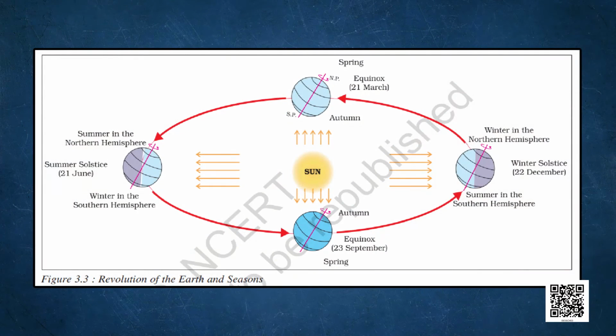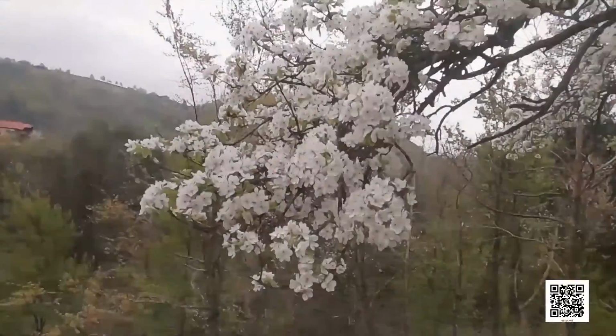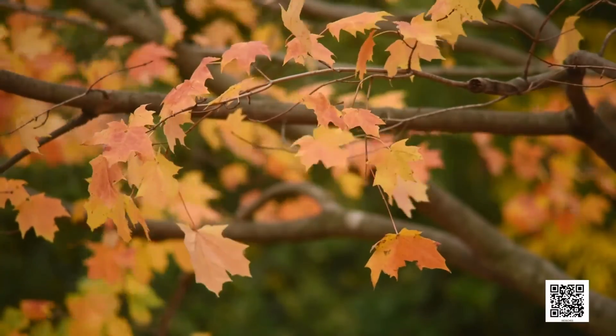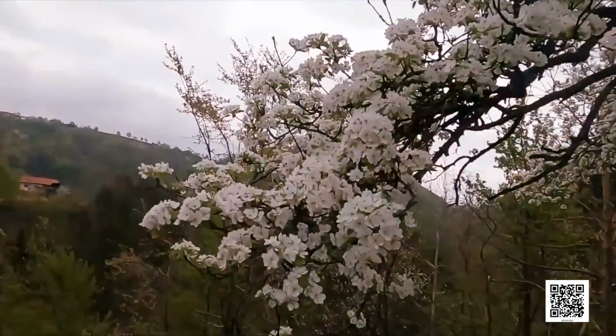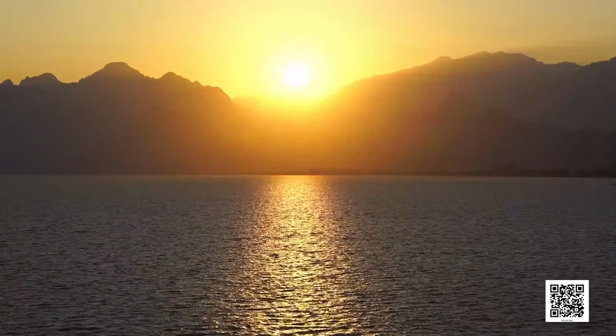Notice that throughout its orbit, the Earth is inclined in the same direction, that is anti-clockwise. Students, a year is usually divided into summer, winter, spring and autumn seasons. Seasons change due to the change in the position of the Earth around the Sun.